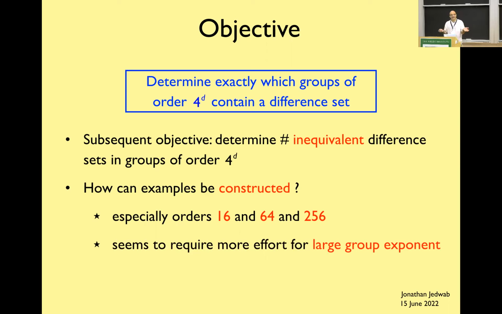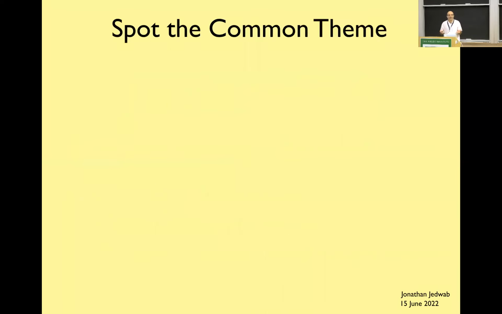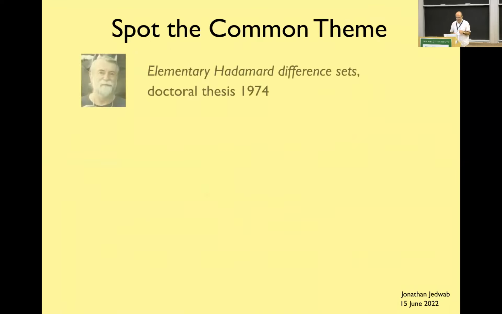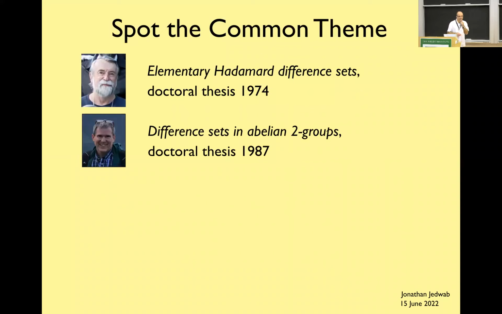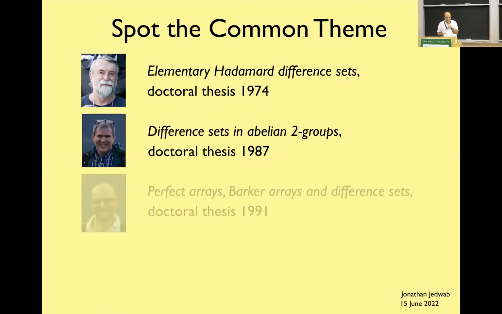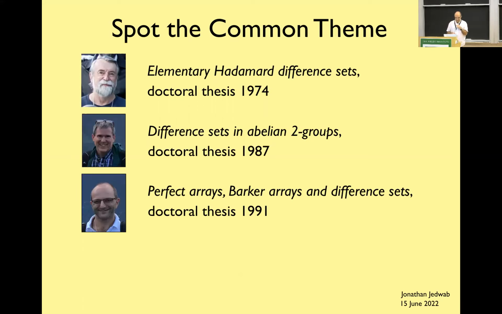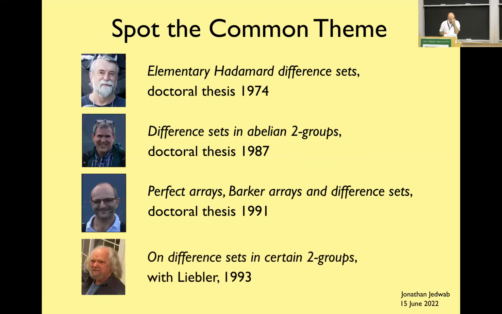Now, remember I said that there were 4 non-student co-authors on this work. I'd like to know if anyone can tell me something that we all have in common. Here's the first clue. This is John Dillon. This is Jim Davis. This is me. And this is Bob Liebler. Oh, I beg your pardon. Sorry, this is Ken Smith, who co-wrote a paper with Bob Liebler. So can you see we're all obsessed with this subject? We've been obsessed all our mathematical lives with difference sets, particularly in groups whose order is a power of 2.